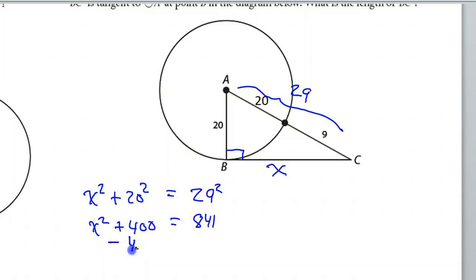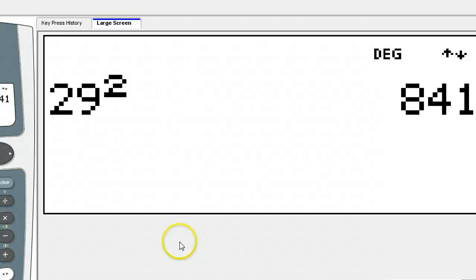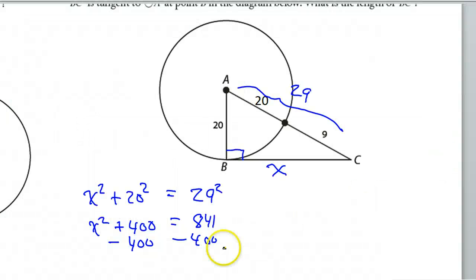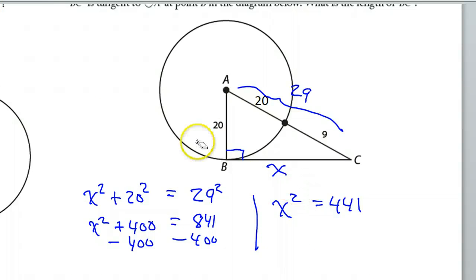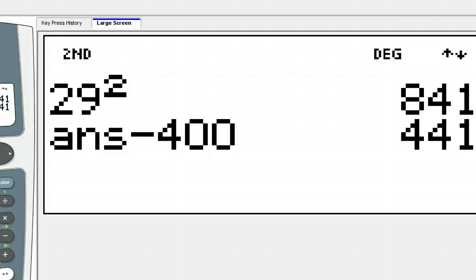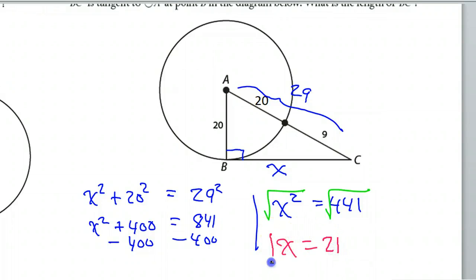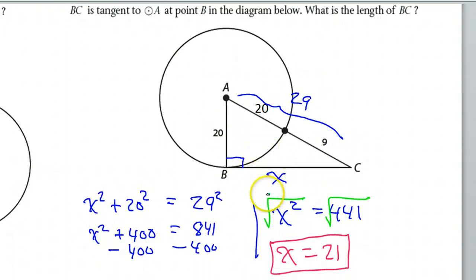So I will subtract 400 from both sides. That's 441, of course. Okay, so that gives me X squared is equal to 441. And then we will take the square root of both sides. Okay, so the square root of 441, that's 21. And that's it. We're supposed to find BC. And we did it using the Pythagorean theorem.